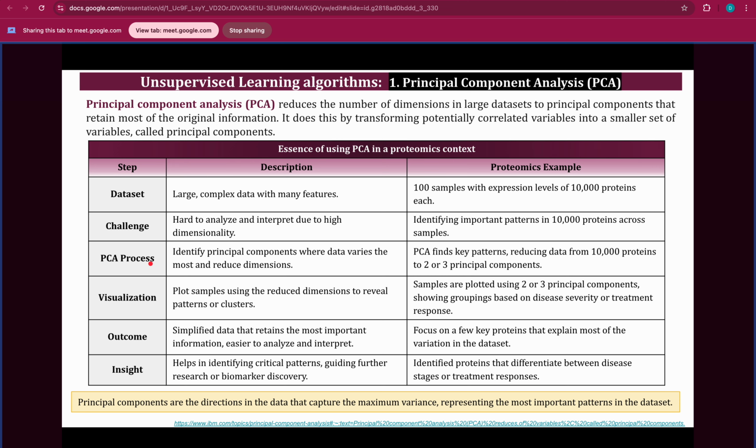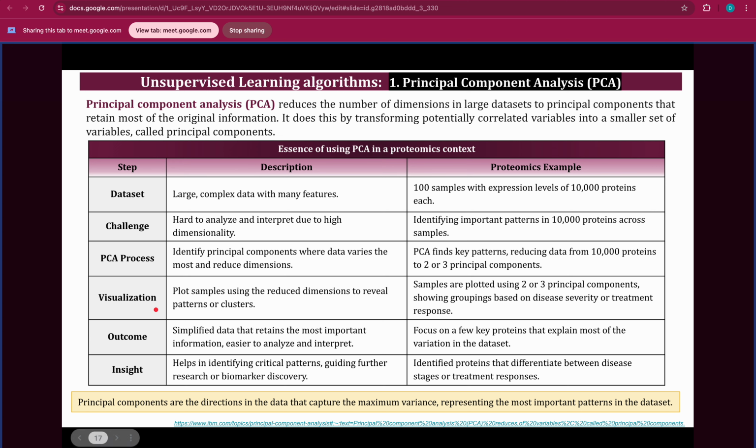In the PCA process, you try to identify principal components where data points vary the most, and you try to reduce the dimensions. In the proteomics example, what would be your principal components? It could be the key patterns, which will reduce your data from 10,000 proteins to 2 or 3 principal components. Principal components will simply be your axes where data points are varying a lot. In the next slide we will see how it captures this.